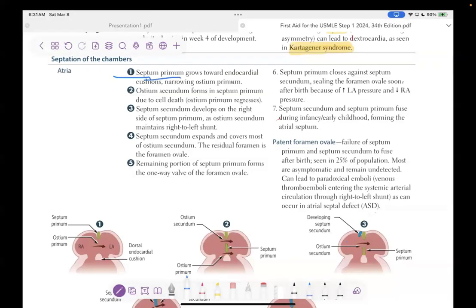Now we see septum primum grows toward endocardial cushion, narrowing ostium primum. See, it means that first there was ostium primum. Here, this one was first. Ostium primum was made first. There was a hole inside the heart first. Then septum primum, or the secondary septum, grows downward to the endocardial portion and makes septum primum, right?